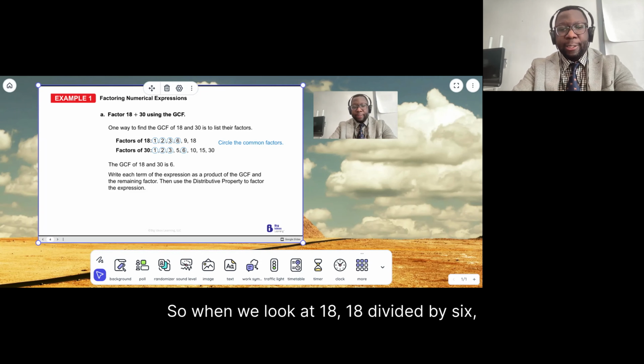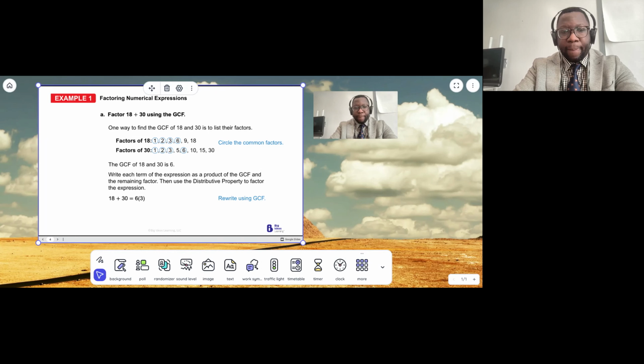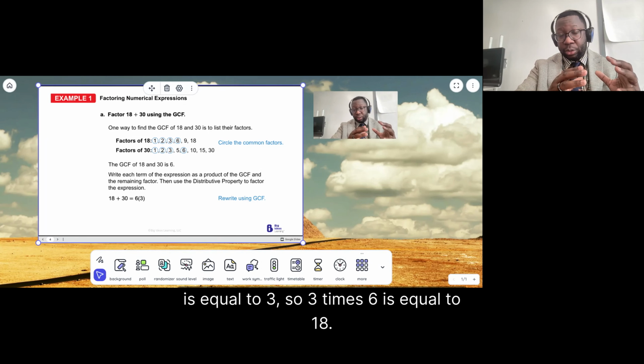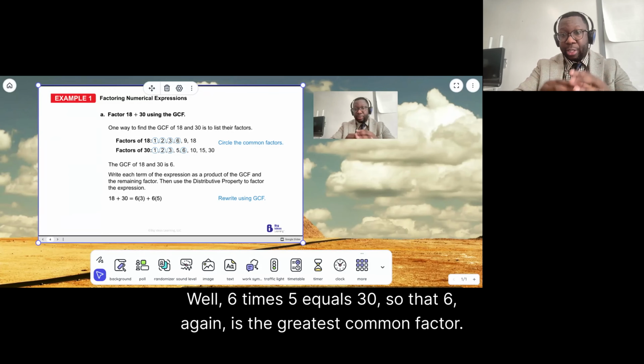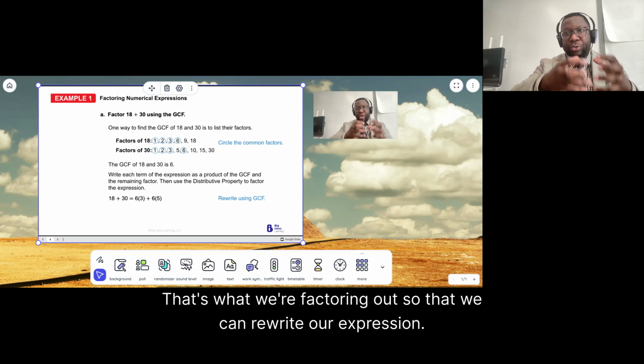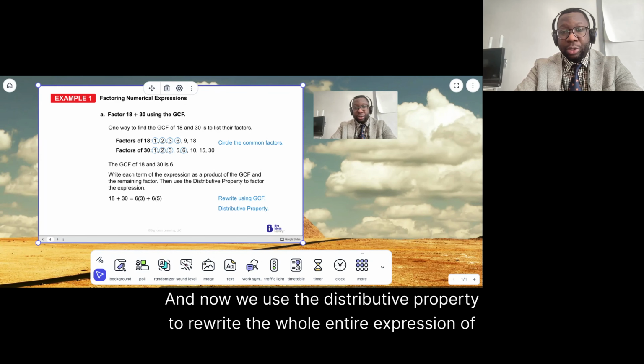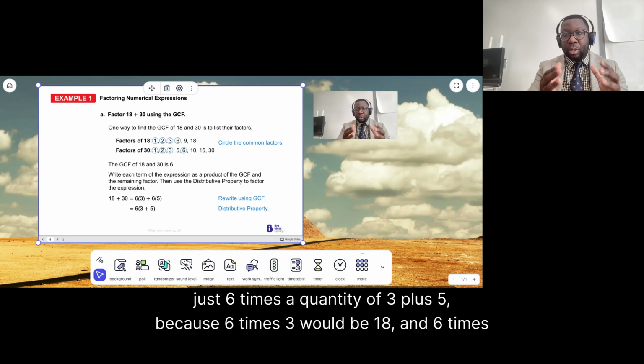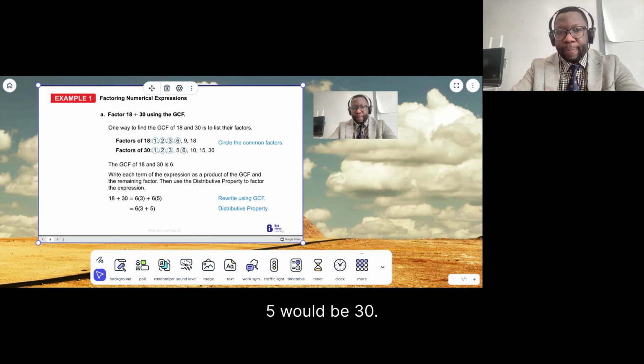So when we look at 18, 18 divided by 6 is equal to 3. So 3 times 6 is equal to 18. And what about 30? Well, 6 times 5 equals 30. So 6, again, is the greatest common factor. That's what we're factoring out so that we can rewrite our expression. And now we use the distributive property to rewrite the whole expression as 6 times the quantity of 3 plus 5, because 6 times 3 would be 18, and 6 times 5 would be 30.